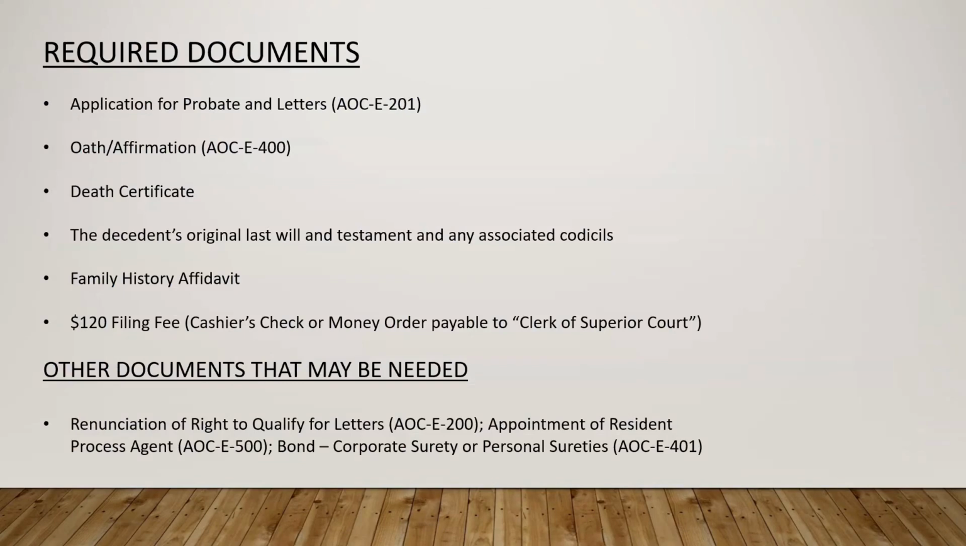Death certificate, original will and, if applicable, original codicils, family history affidavit, a cashier's check or money order for $120 payable to Clerk of Superior Court. A renunciation of right to qualify form for any person with a higher priority of appointment than the applicant and who has signed the form to waive their right to qualify. If the applicant is not a North Carolina resident, the appointment of resident process agent form. A completed bond form if the personal representative is required to provide a bond.